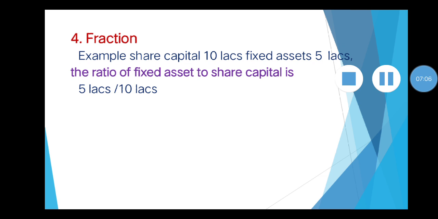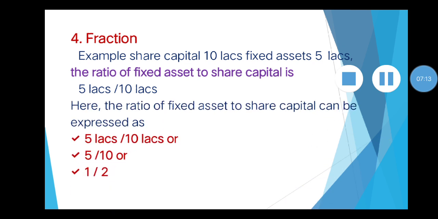If you write like that, that is the expression in the form of a fraction. Now, in what different forms can we write it? The ratio of fixed asset to share capital can also be expressed like 5 by 10 or 1 by 2. If you are expressing your ratios like that, that is the fourth form of expression of ratios. So these are the 4 forms of expression of ratios. So simple. All these kinds of expression we have to do for the different types of ratios.